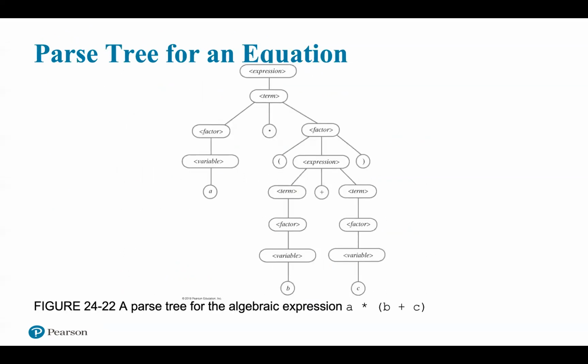So a parse tree for the expression A times quantity B plus C is shown in figure 24.22. Beginning at the tree's root, we see that expression is a term. A term is the product of 2 factors. The first factor is a variable, in particular A. The second factor is an expression enclosed in parentheses. The expression is a sum of 2 terms. Each of these terms is a factor. Each of those factors is a variable. The first variable is B, the second is C. Since we are able to form the parse tree, the string A times the quantity, parentheses, B plus C, is a valid algebraic expression.